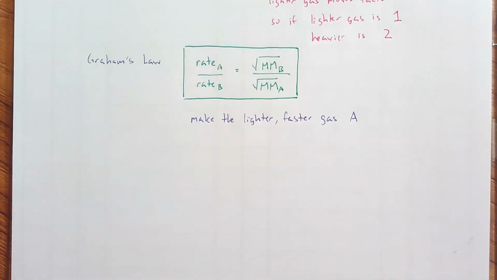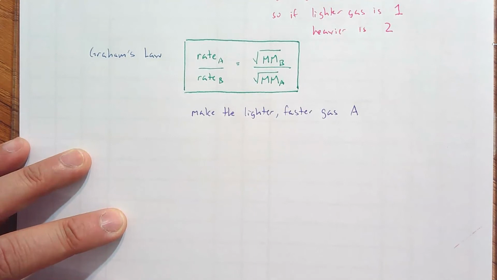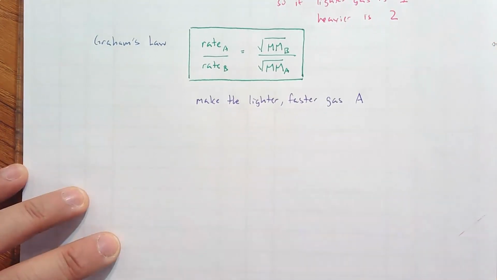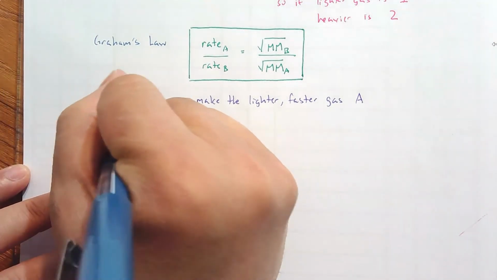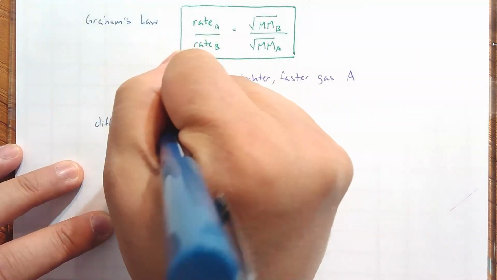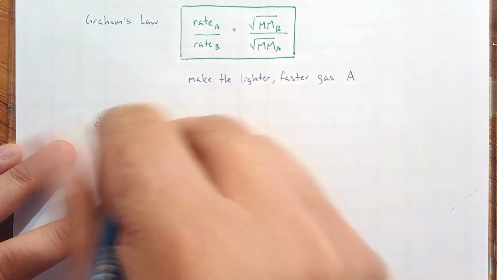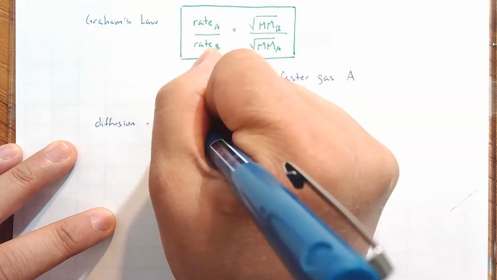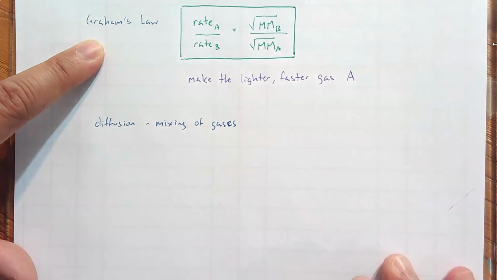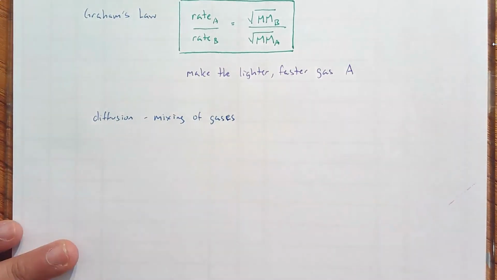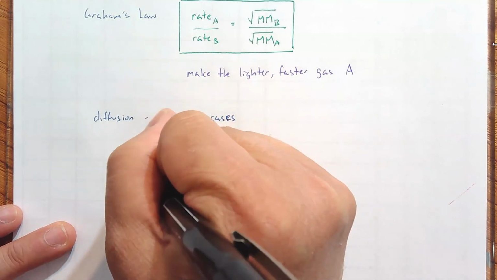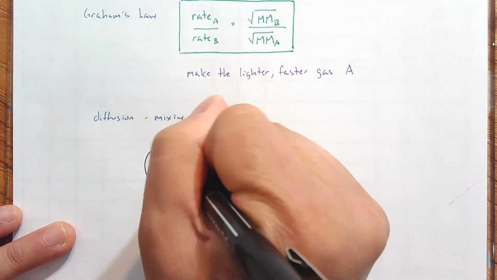Okay. So, I mentioned there are two processes, effusion and diffusion, and actually we'll look at diffusion first. Very simple. Diffusion is the mixing of gases, and we could relate the rate to how well they mix. And often this Graham's law is called the diffusion law.